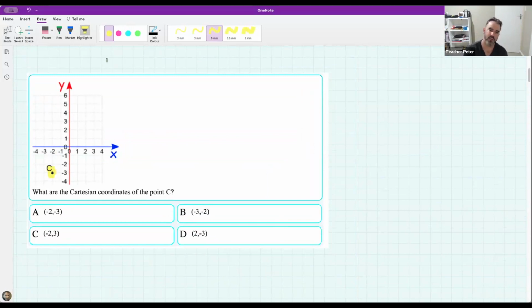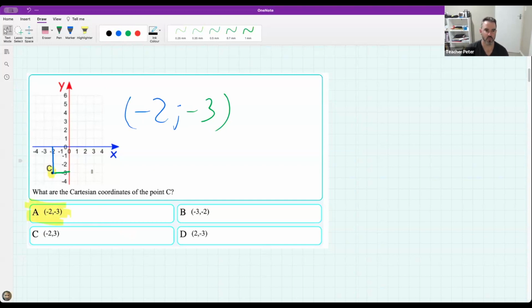Okay, let me have a look. I like sometimes to draw straight lines up. So we can see the X part is in line with -2, and the Y part is in line with -3. Is there a coordinate (-2, -3)? Oh, yes, it's this one over here. So it would be A. Awesome.